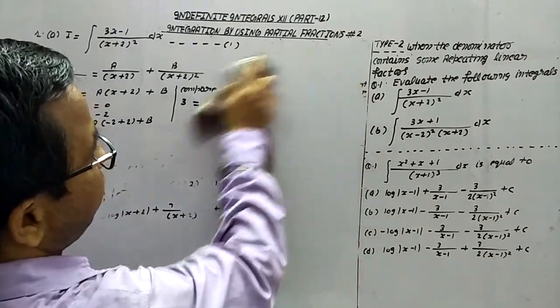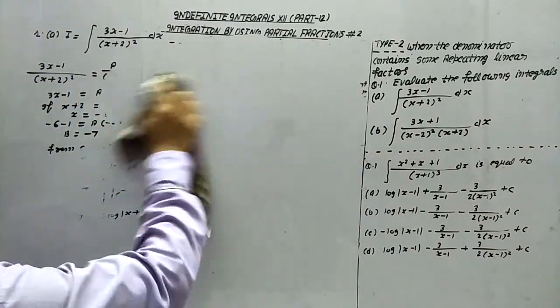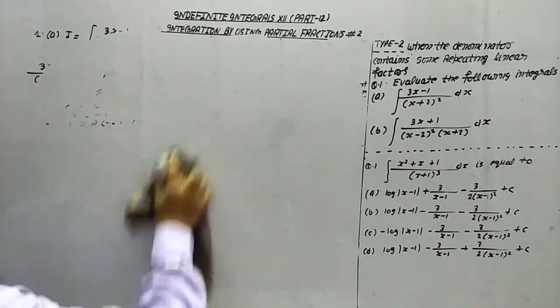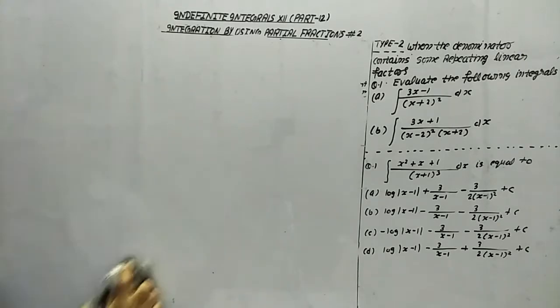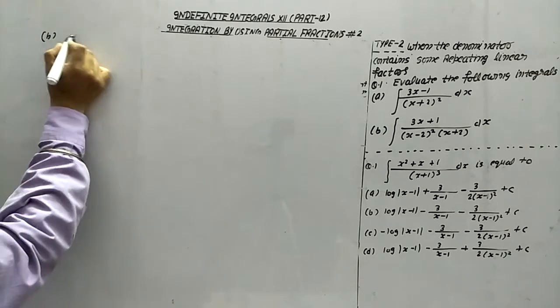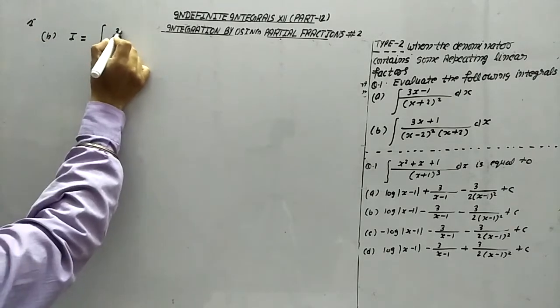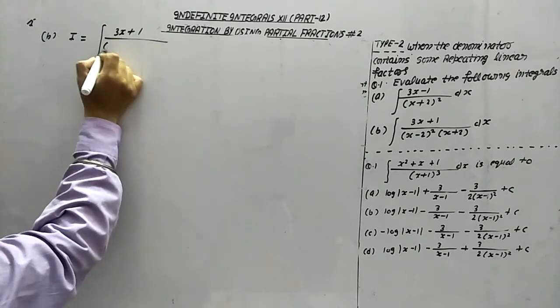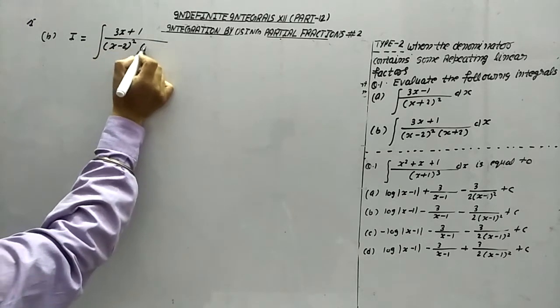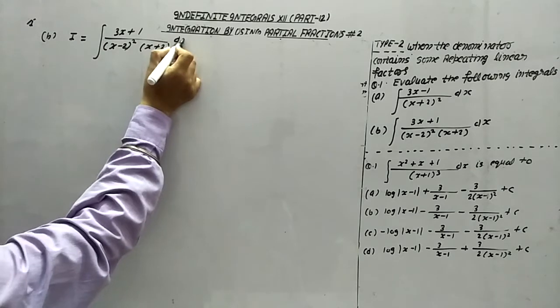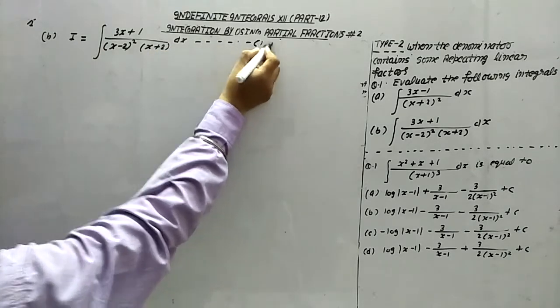In this B part, we have the repeating factor of x minus 2, and we have only a linear factor also, x plus 2. So how will we do? Look at this. First question, B part. I is equal to the integration of (3x plus 1) upon (x minus 2) whole square (x plus 2) dx. Let us suppose this is equation number 1.